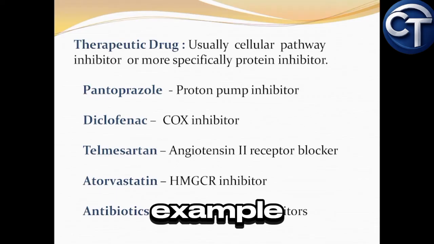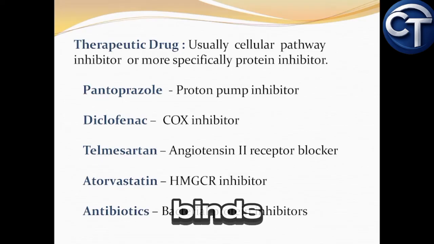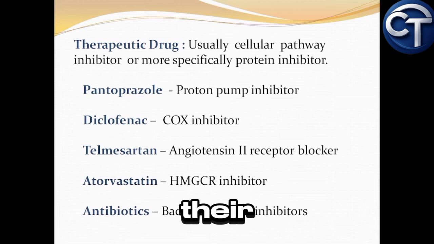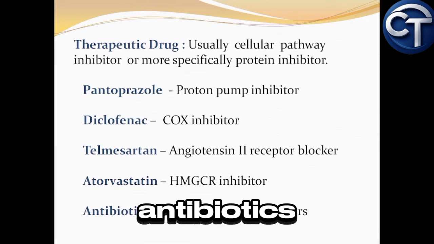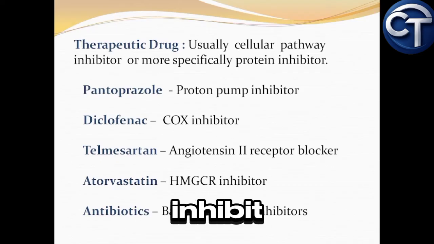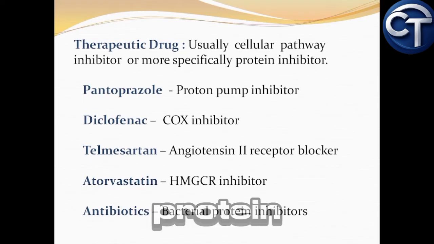Finally, another example is different kinds of antibiotics. Antibiotics are drug molecules which bind to essential proteins of bacteria. Bacteria require these proteins for their activity. So when the antibiotic binds to these protein molecules, it inhibits their function, and that's how the bacteria ultimately die. So you see, in most cases, the drug molecules are different kinds of protein inhibitors.